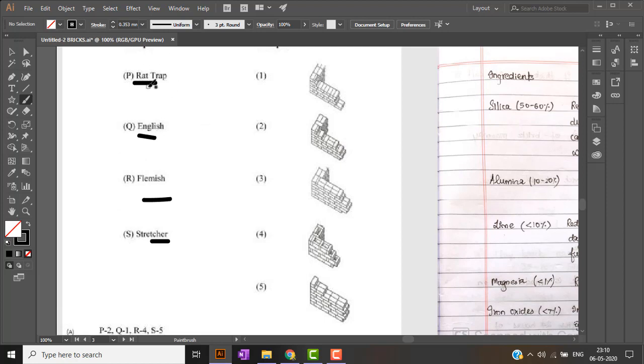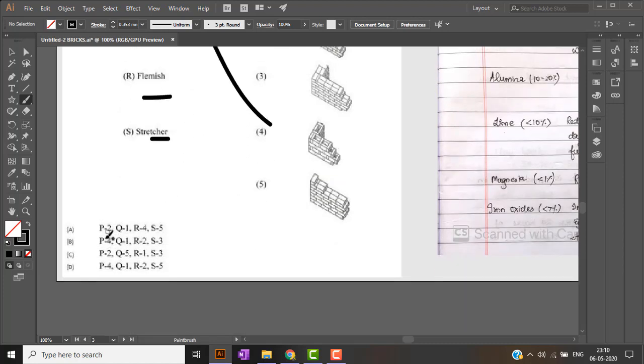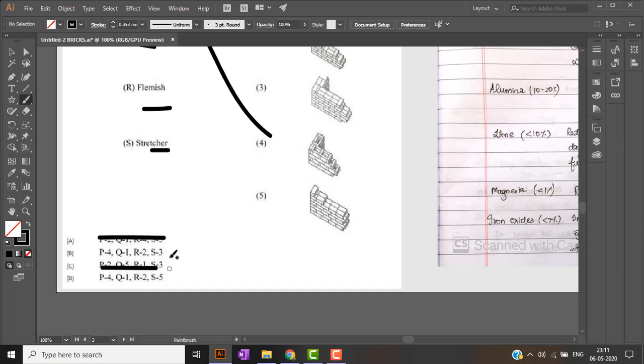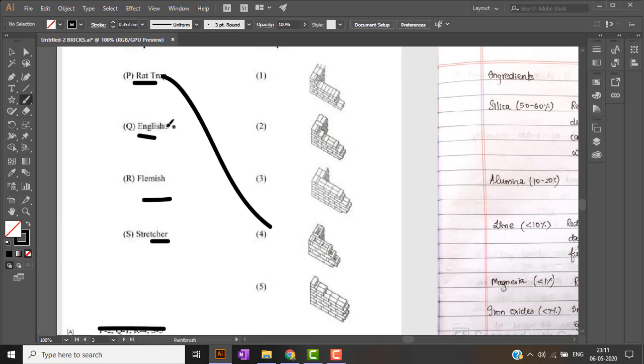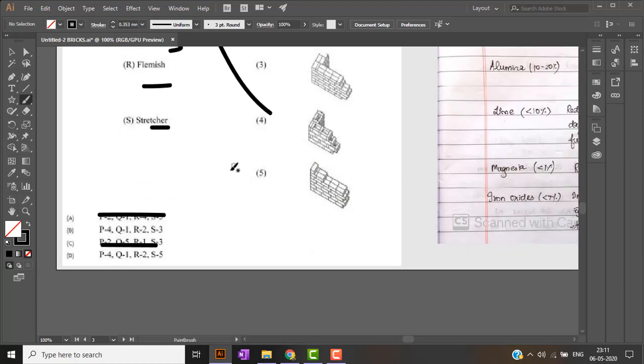See, rat trap bond consists of a void in between. So between all these options, the fourth one is the only option where it contains a void. So P is 4. Similarly, you can strike off these two options. Okay. The rest are English, Flemish and stretcher. English bond contains header, stretcher in alternative courses.